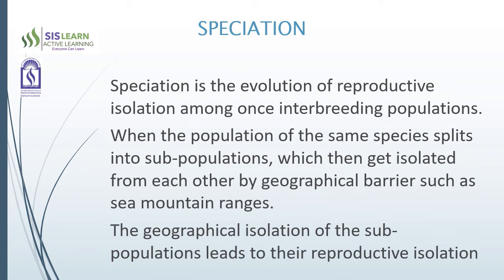Speciation is the evolution of reproductive isolation among once interbreeding populations. When the population of the same species splits into subpopulations, which then get isolated from each other by geographical barriers such as sea and mountain ranges, the geographical isolation of the subpopulations leads to their reproductive isolation.